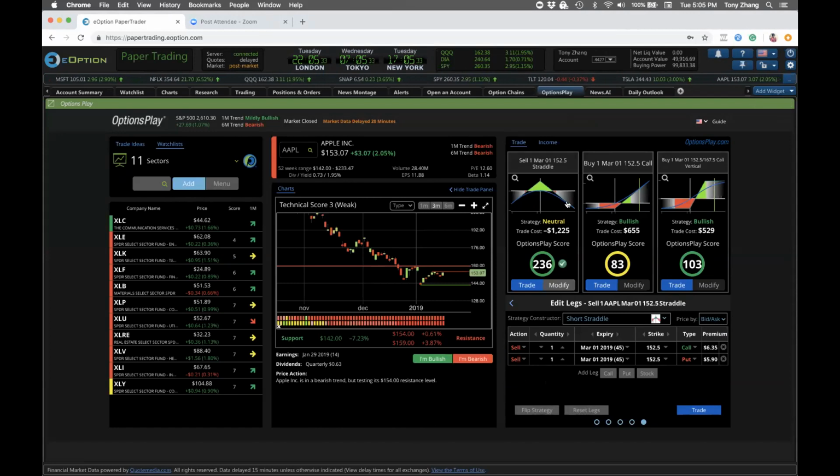And that's why I don't cover it, because it's not a strategy that your typical trader would be able to trade. But if you do want to do this, shorting a straddle is one of the ways to do so.